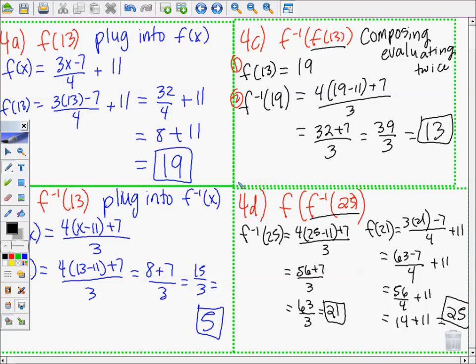The reason is because the inverse is a function. If the inverse is a function, that means these two statements will be true. They will always give me the same thing. This is called the inverse test, and this is how you test algebraically whether your inverse is a function.